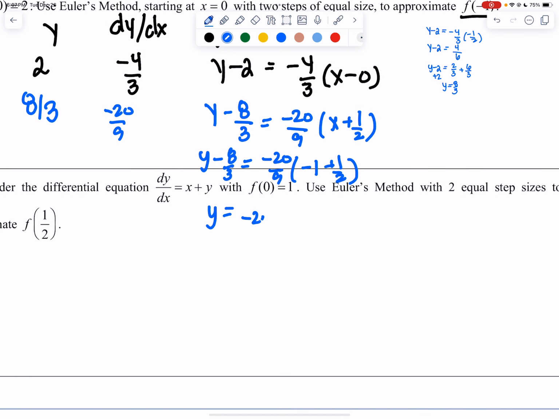So you're going to have -20 over 9, then -1 plus 1/2 is -1/2, and then plus 8/3. Am I going to simplify that? No, but you can if you really want to.